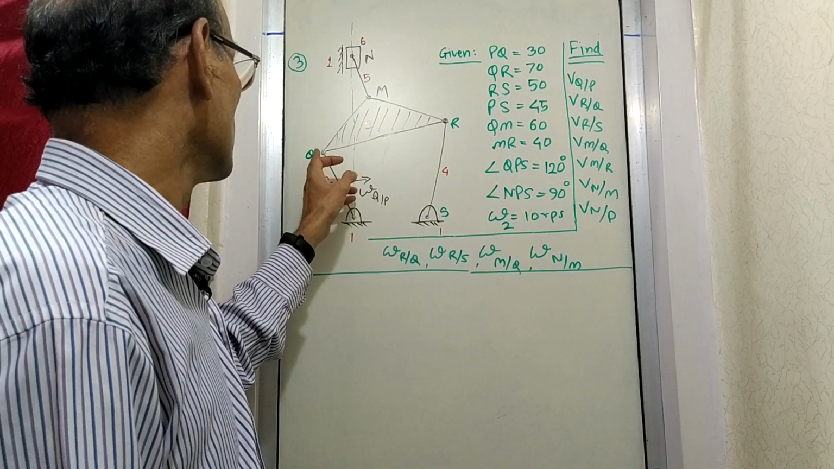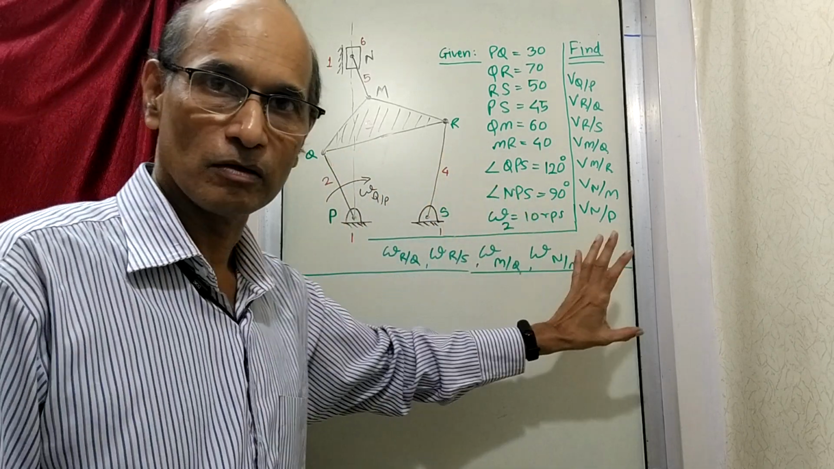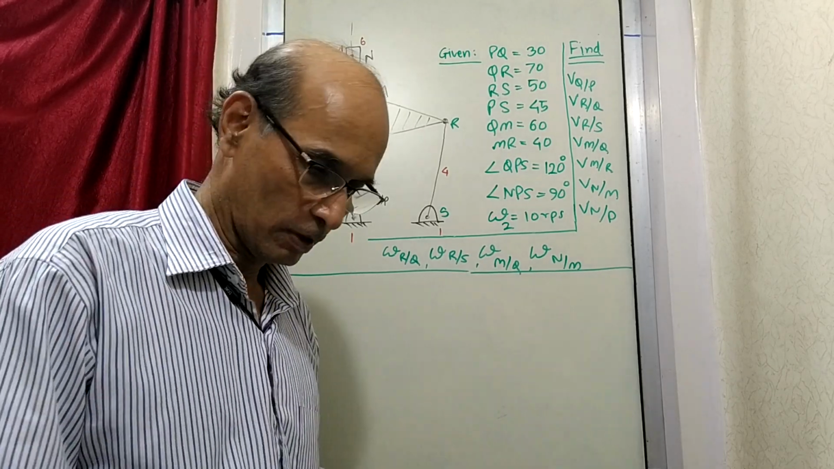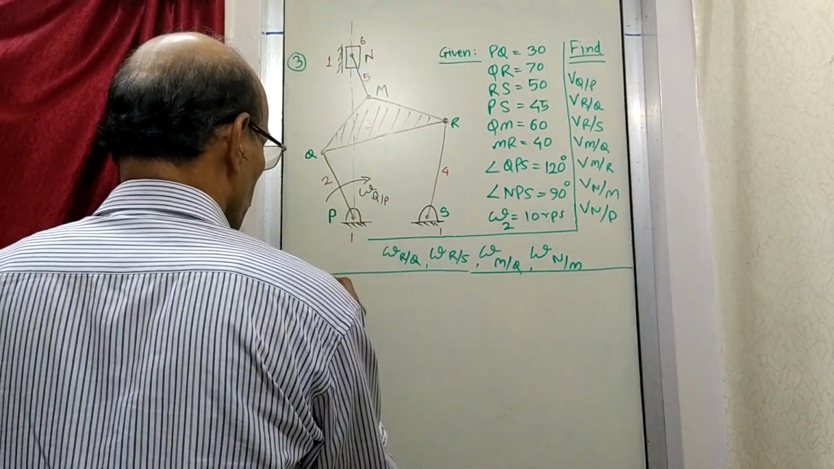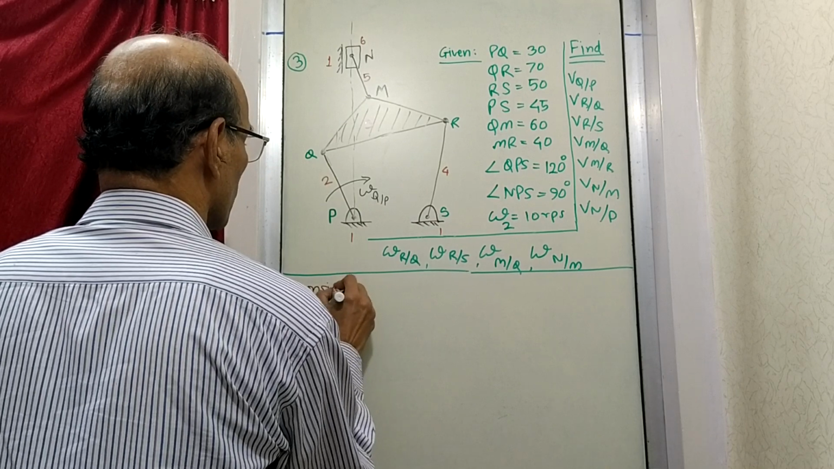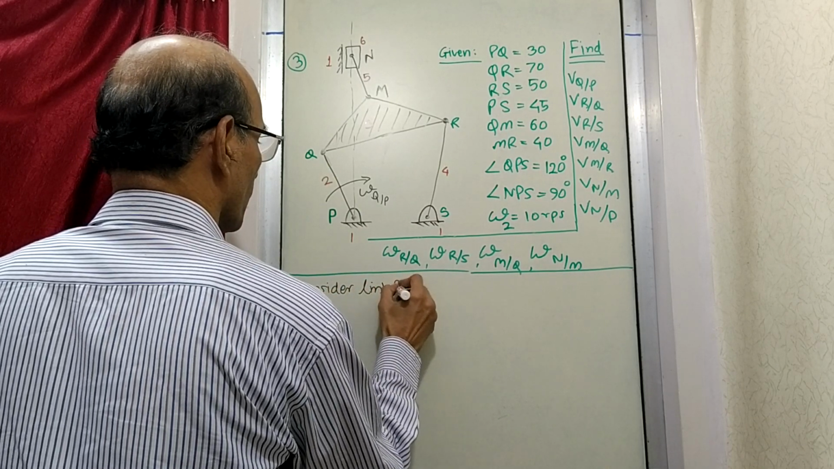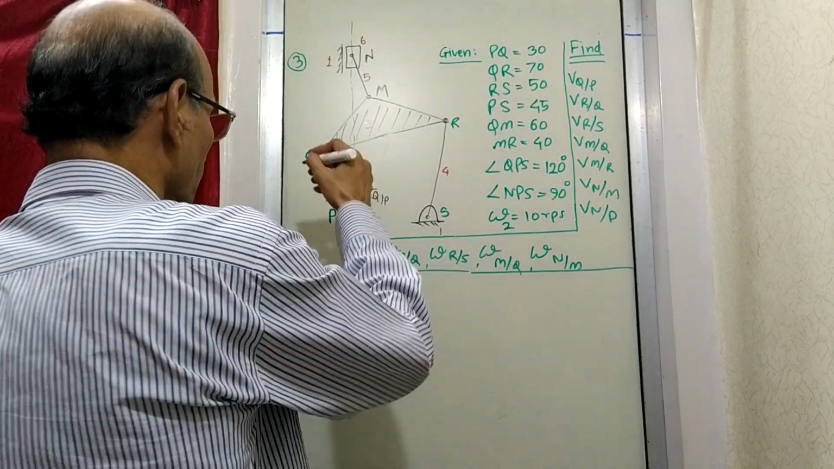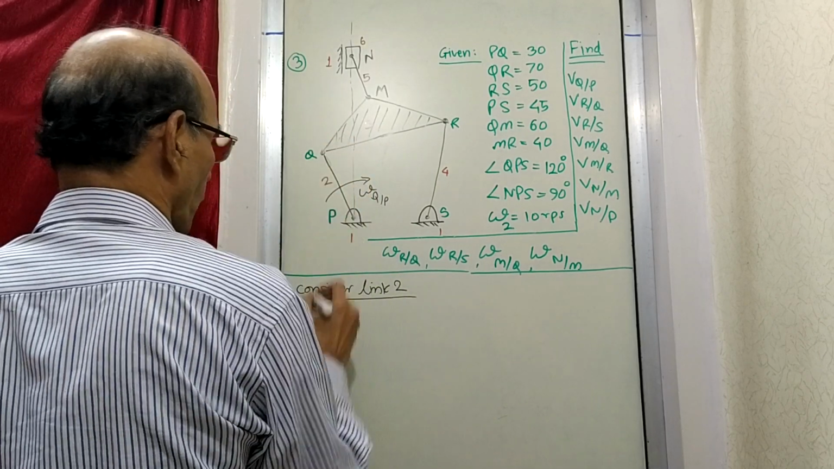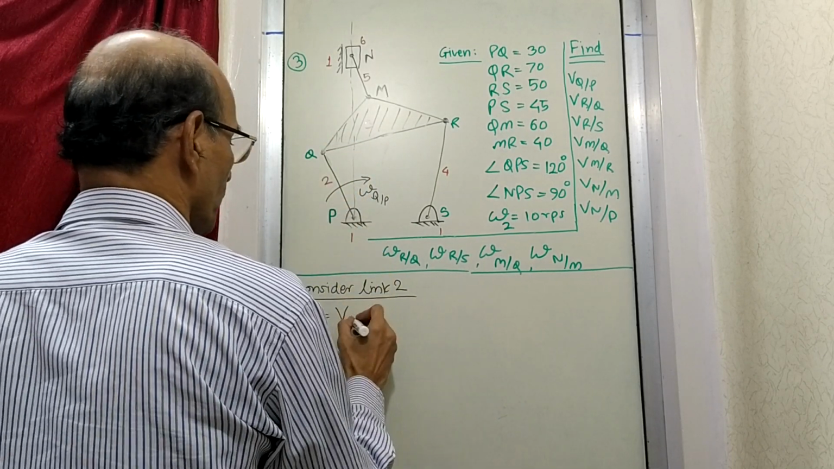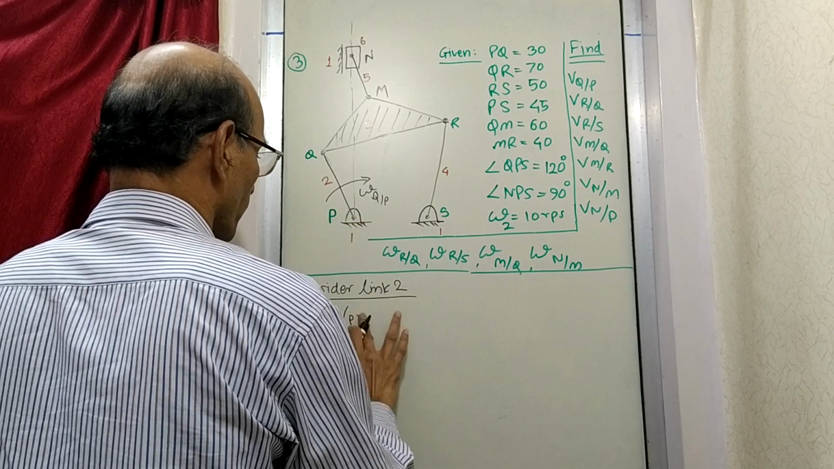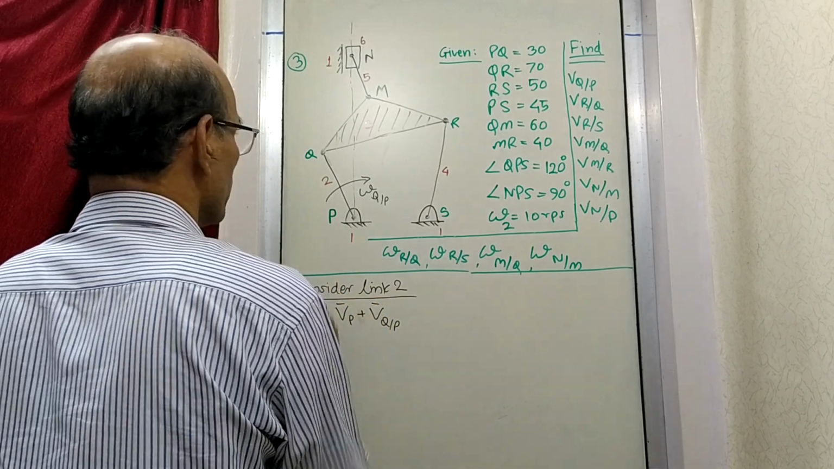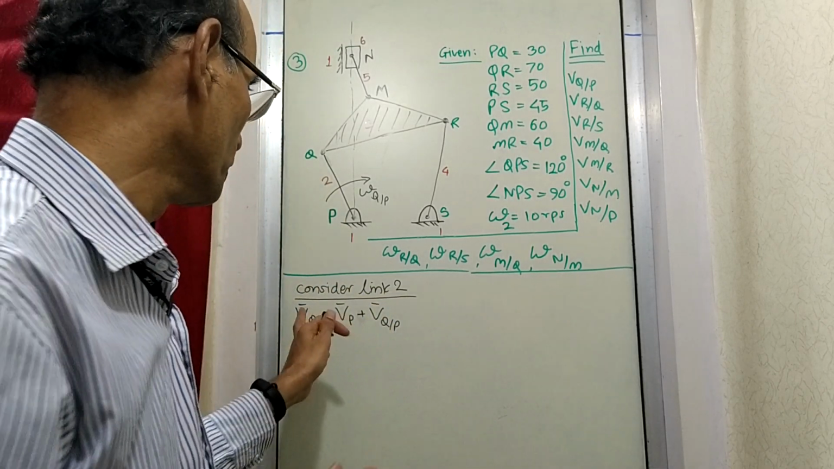So what we do here is, we are going to start with our usual equation, usual formula, and with that formula we are now going to start one by one. So first let us consider link number 2. In this link number 2 we write velocity of unknown point Q is equal to velocity of point which you know, velocity of P we know, plus velocity of Q relative to P. So this is the usual equation.